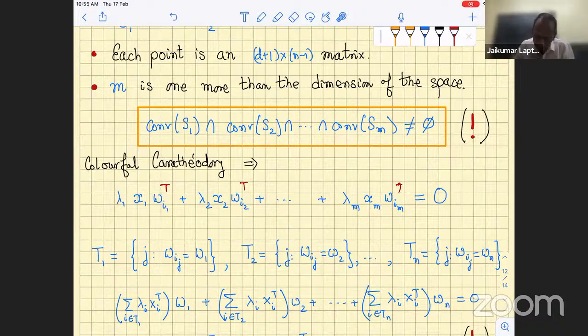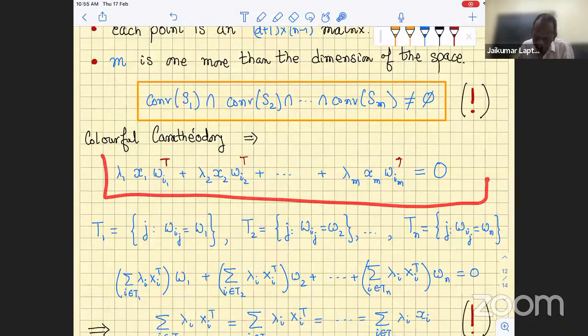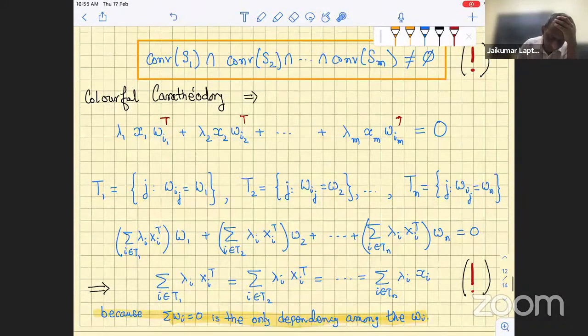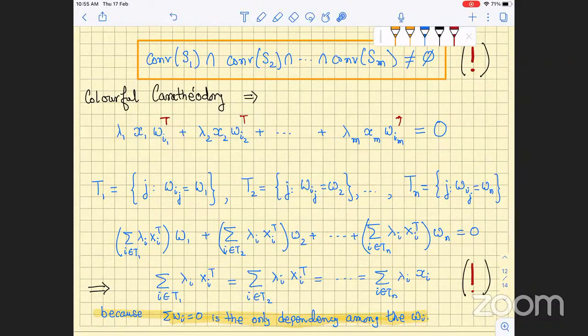This was the situation at some point in the proof of Radon's theorem. And we then segregated elements based on signs. Those that were positive, we put in one bucket. Those that were negative, we put in another bucket, and so on. What should we do now? These are our signs.